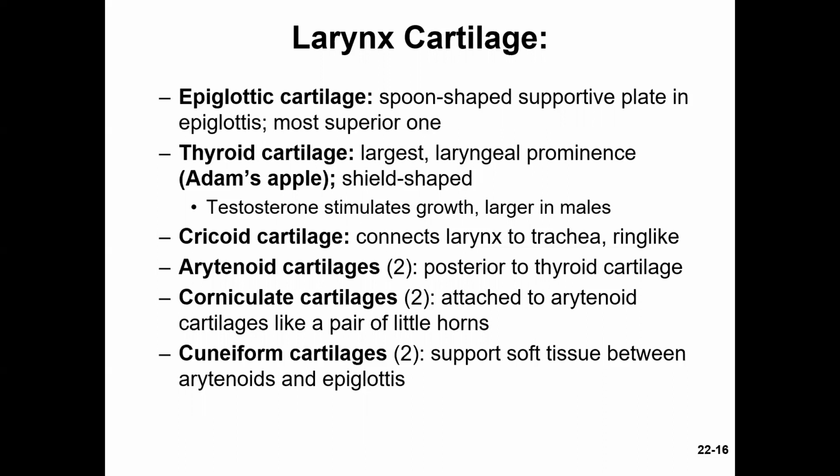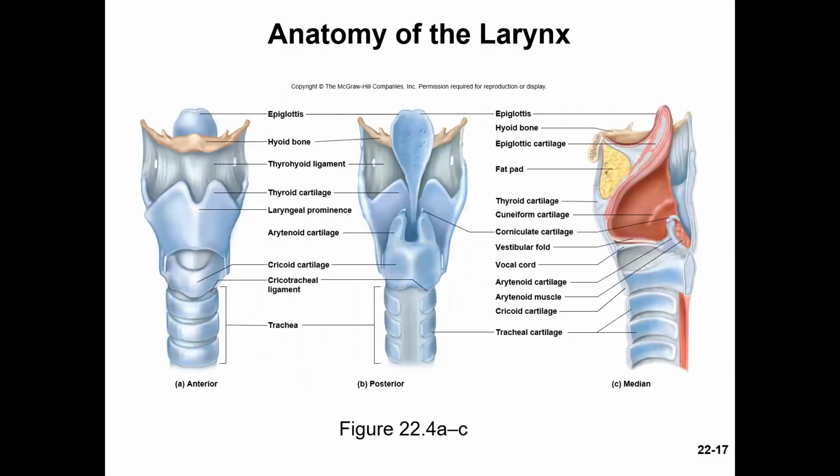Arytenoid cartilages, there are 2. They're posterior to the thyroid cartilage. The corniculate cartilages, also two, attach to the arytenoid cartilages like a pair of little horns. The cuneiform cartilages support the soft tissue between the arytenoids and the epiglottis. So here we go. This is a picture explaining all of those words.